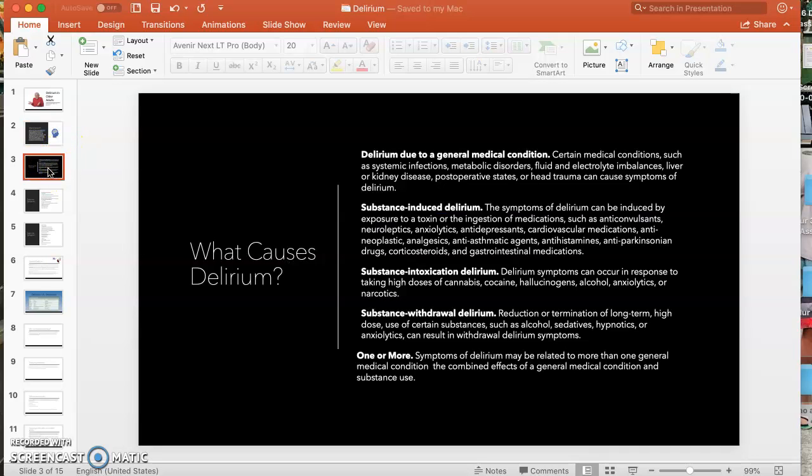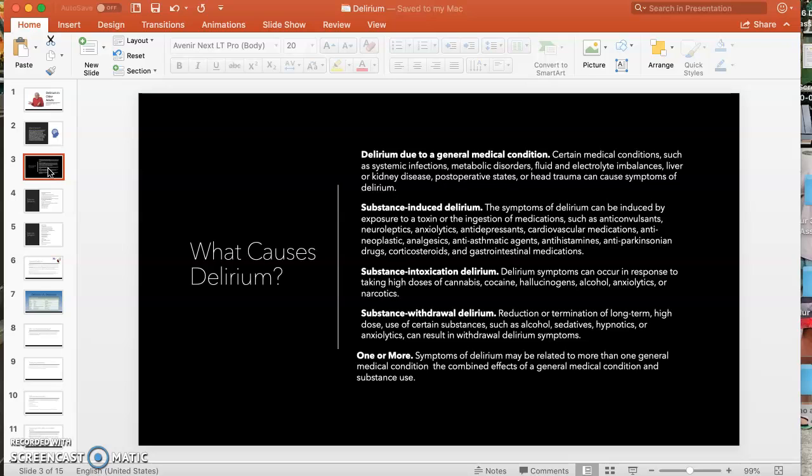Now, what causes delirium? Delirium generally occurs due to medical conditions. Certain medical conditions such as systemic infection, metabolic disorders, fluid and electrolyte imbalances, liver or kidney disease, postoperative states, and head trauma can cause symptoms of delirium.